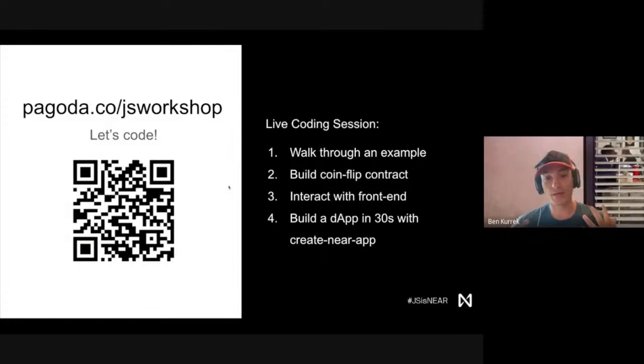And today we're going to be going through some live coding for some JavaScript smart contracts. So the very first thing that we're going to do is we're going to look at a super basic status message smart contract where you can store, retrieve, and change a status message on chain.